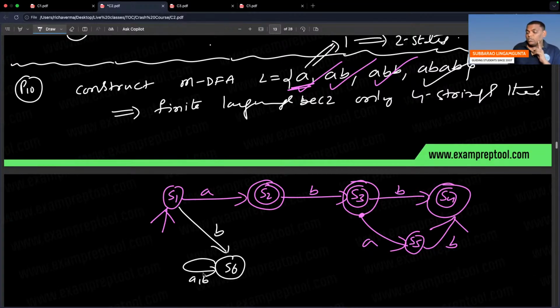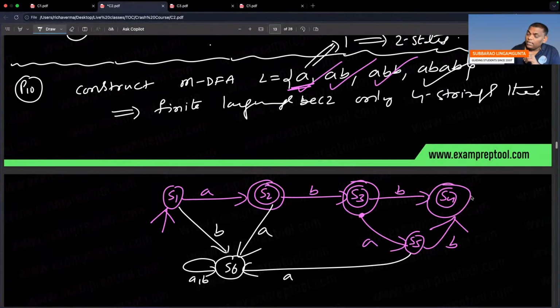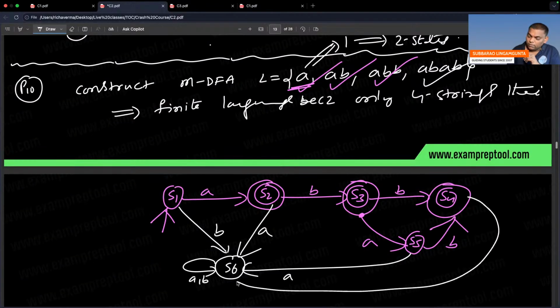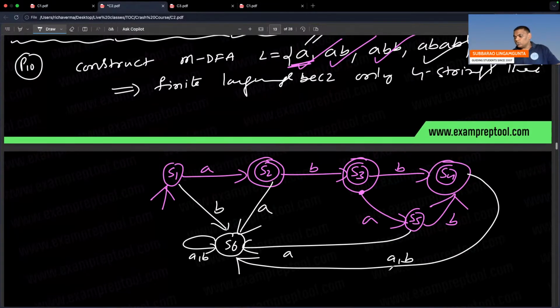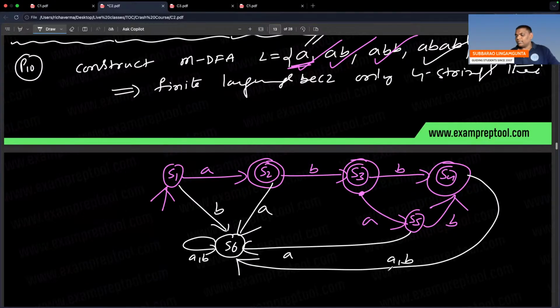Next one, if you observe clearly, after A, B is okay. After A, one more A: no string has AA at the start, so go to dead state. After AB, B is possible, A is also possible. After ABA, one more A is not possible, so here also dead state. After all are over, 4 only. After this, if any A or B comes, you have to go to dead state. Otherwise, serious issue. What I mean to say is, only these 4 should be accepted, and all the remaining should be rejected.